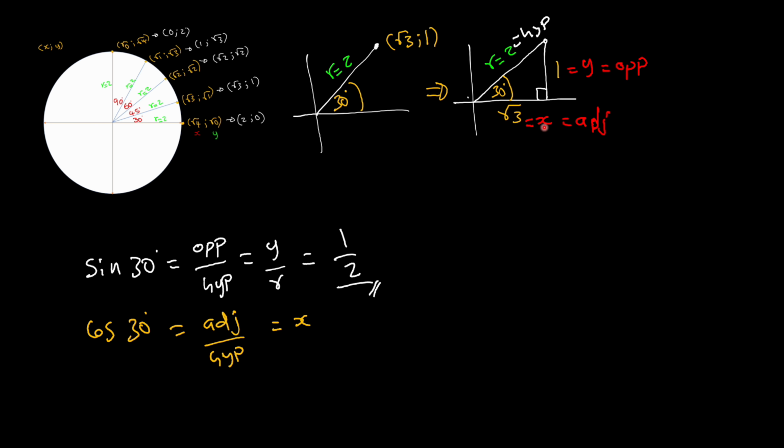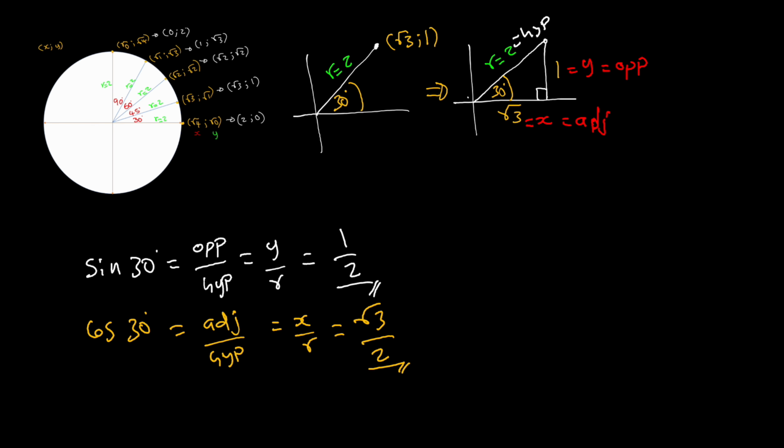So this is adjacent, which is x. Hypotenuse is r. All right? So it's x over r. What is the value of x? The value of x is square root of 3. So I'm going to have square root of 3 over 2 because the value of r is 2. Okay. Now, what does it mean? It means that cos 30 is square root of 3 over 2.